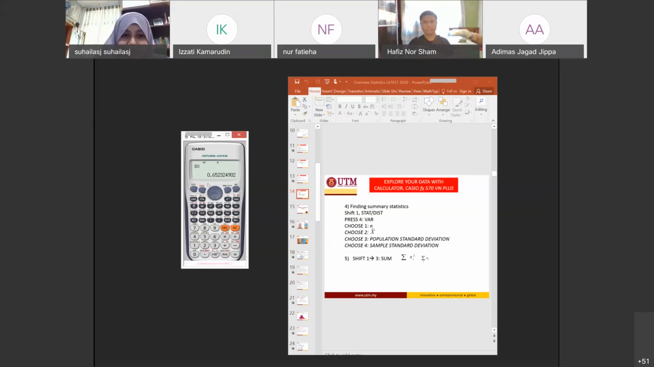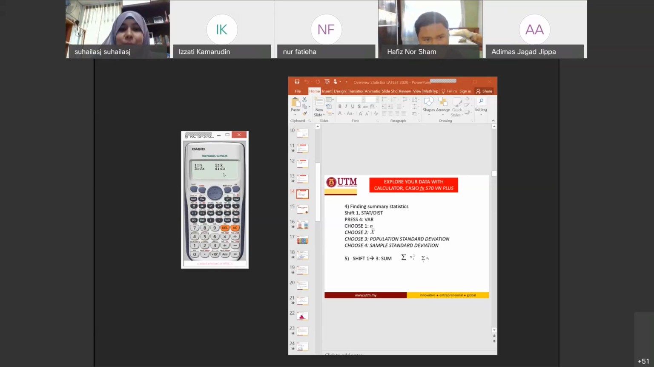There are two options after Shift 1, number 4: sigma X and SX. Number 3 is for population standard deviation. But normally, in our course, your data is sample data. So you will use number 4 instead of number 3. We will use number 4 for sample standard deviation, as well as number 2 for sample mean. You only use 2 and 4; the others you usually don't use.